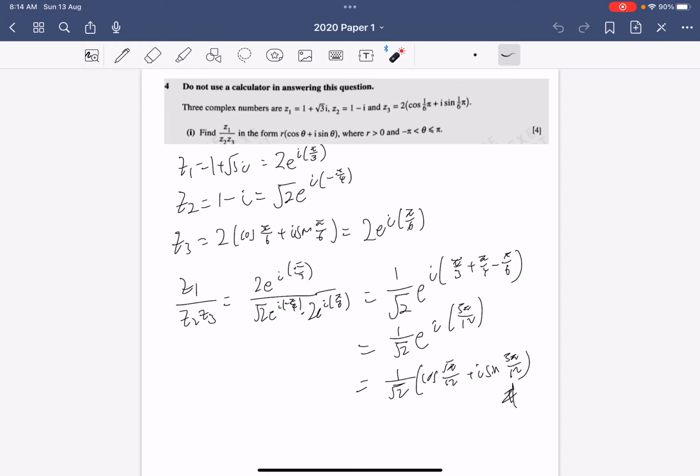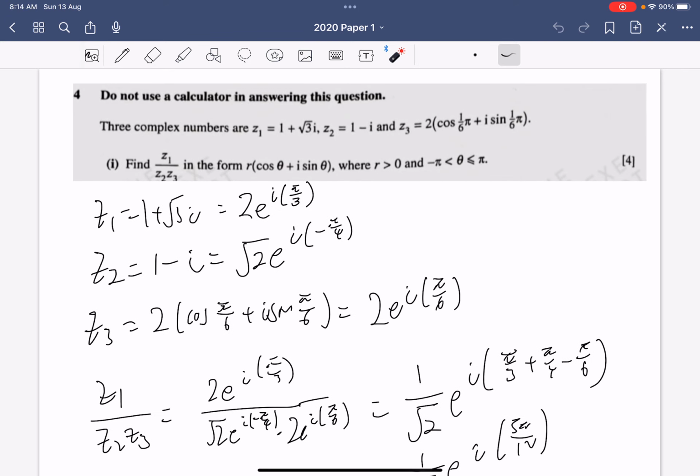So the way to do this is to convert all the forms to the exponential form. As in exponential form, you can really manipulate the terms easily because exponential is easy to play with. So you have Z1, which is this, and Z2, which is square root 2 e^(i(-π/4)), and Z3 is this, 2 e^(iπ/6).